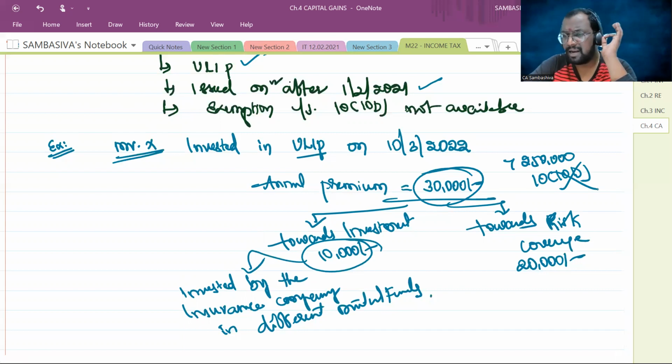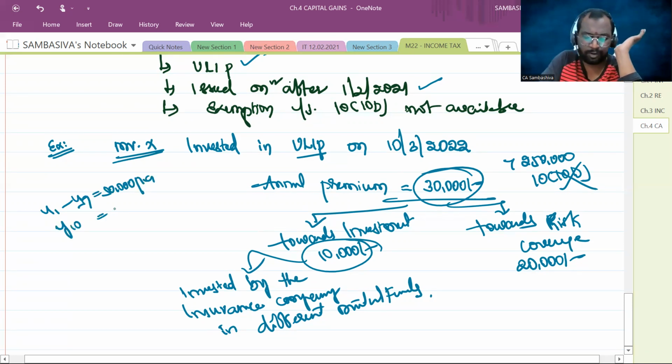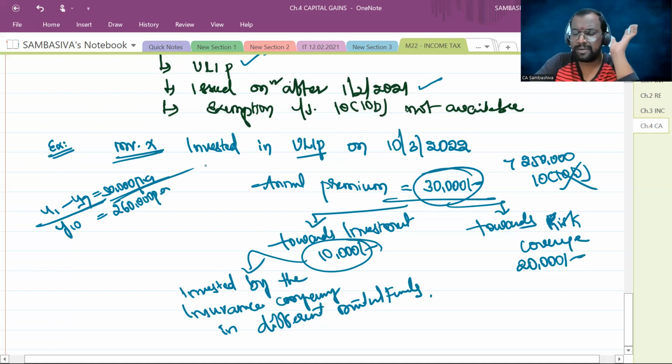In any of the 10 years, if the annual premium exceeds 2,50,000, suppose that from year 1 to year 9 you have paid annual premiums of some 50,000 per annum. But in year 10, the last year of the term of the policy, you have paid an annual premium of 2,60,000. So for the first 9 years, you have satisfied the condition. The annual premiums are less than 2,50,000. But in the last year, the annual premium exceeded 2,50,000 rupees. So the assessee is not eligible to get the benefit of section 10(10D).